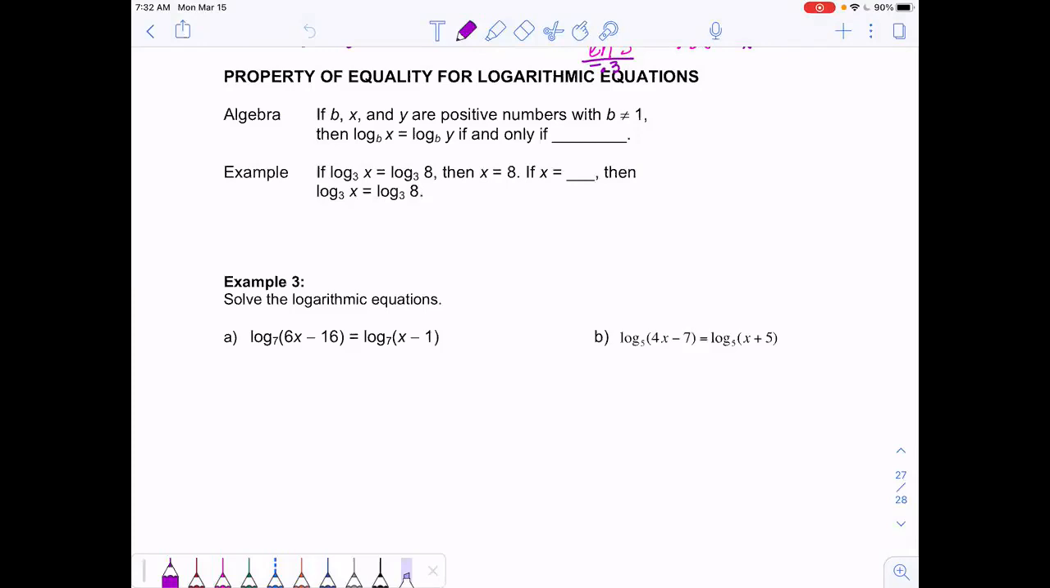So it says b, x, and y are positive numbers, then the log base b of x equals the log base b of y if and only if, what do you think goes in the little blank? So if the log base b of x is equal to the log base b of y, that happens if and only if x is equal to y. So 2 logs of the same bases are equal to each other if the values for x and the y are the same. So property of equality, equality means equal.